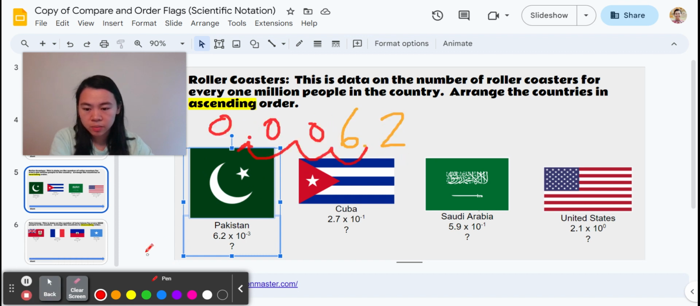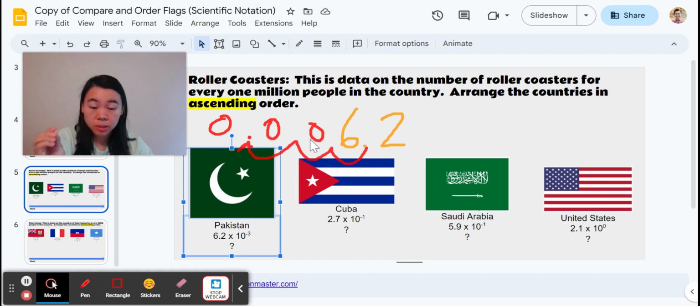I accidentally erased my answer there. There you go. Don't forget that this decimal is moving, so don't put 2 decimals in your answer. It's going to be 0.0062. So we moved our decimal 3 places to the left.